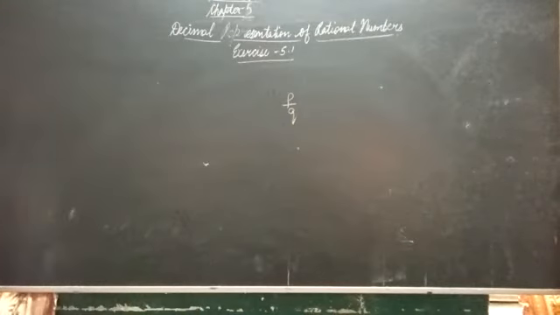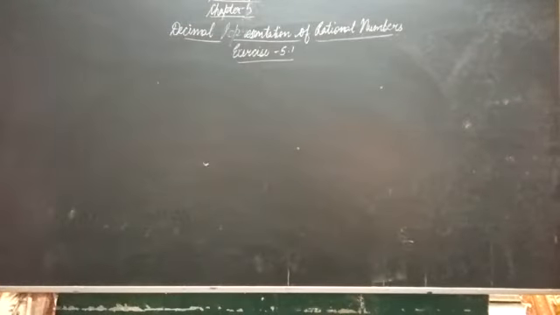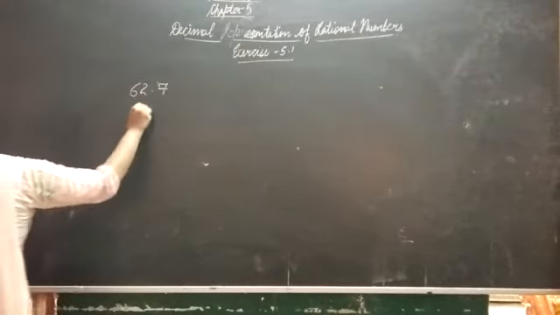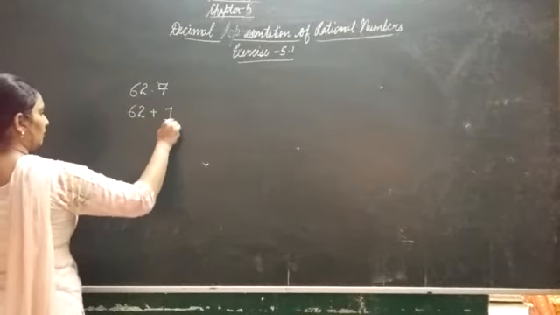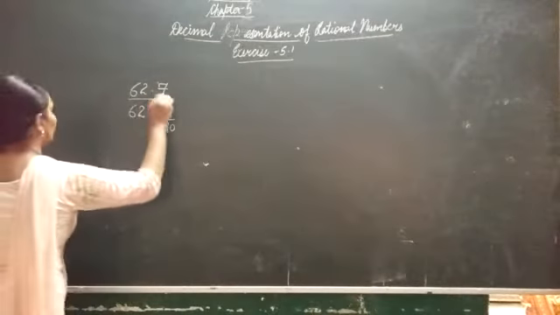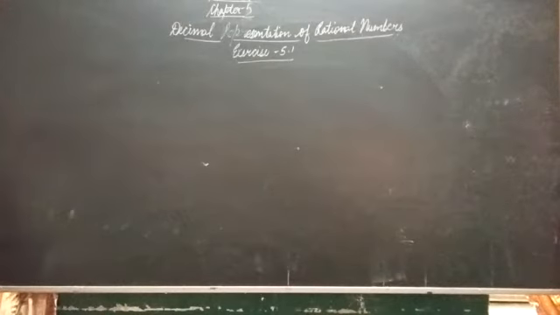Now you are already familiar with the decimal representation. You know that a number can be written in decimal notation by separating the fractional parts, that is tenths, hundredths, thousandths and so on, from the whole part by means of a decimal point. Means if we have 62.7, then it is 62 plus 7 upon 10. Clear? So this is the decimal representation. Next, how do we read decimal numbers?